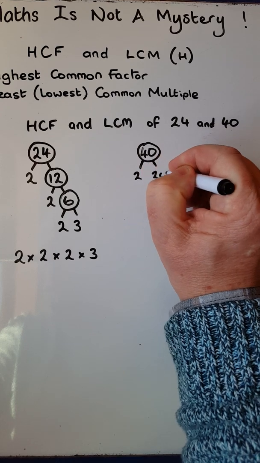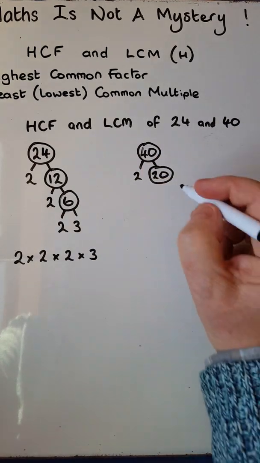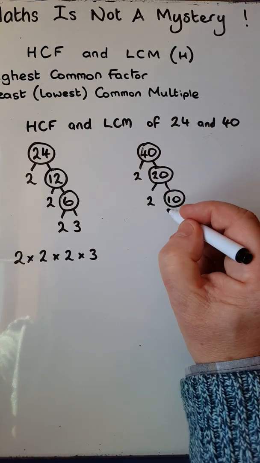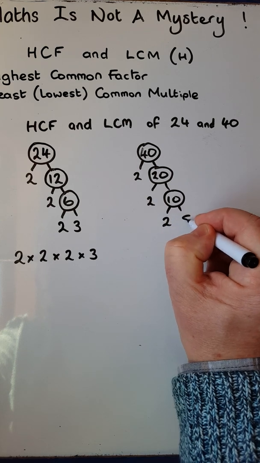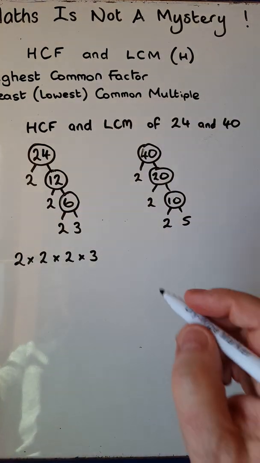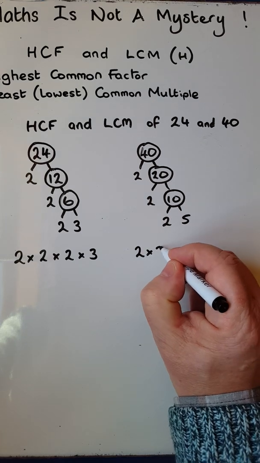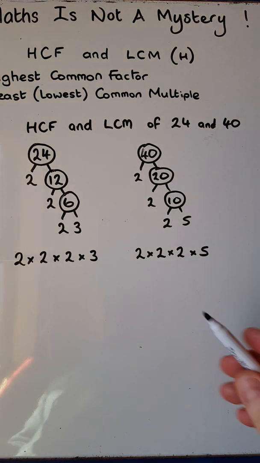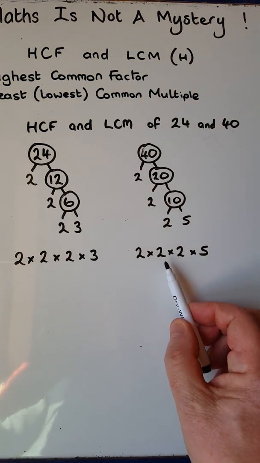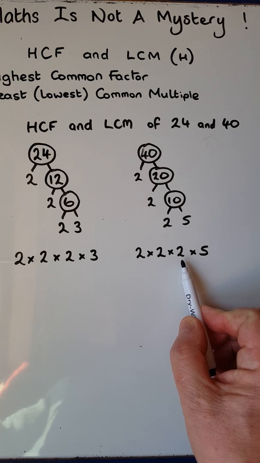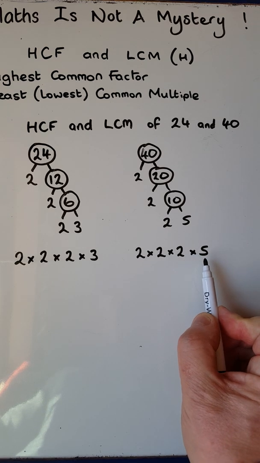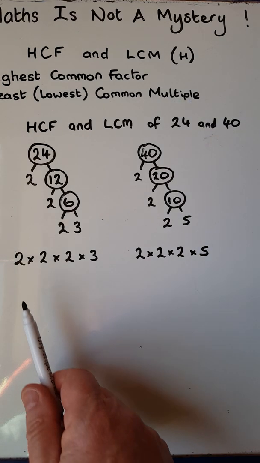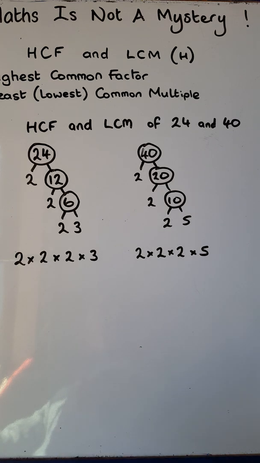Instead, we're going to go on and do 40 in the same way. So 2 times 20. Break up the 20 because it's not a prime number. Break that into 2 times 10. 10's not a prime number. Break that into 2 times 5. They're both prime numbers, so we've finished. And so 40 is 2 times 2 times 2 times 5. Again, check it. 2 times 2 makes 4. Times that by 2 makes 8. Times that by 5 makes 40. So it's correct.